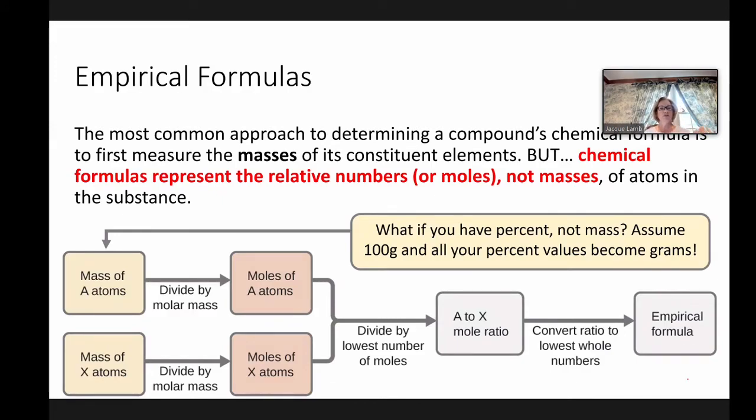So, empirical formulas. The most common approach to determining a compound's molecular formula is to first measure the masses of its constituent elements. If I'm a synthetic chemist and I create a new compound, or I think I've created a new compound, the very first step I'm going to take in trying to figure out what that compound looks like, if you want to know the second, third and fourth steps, you'd have to take organic chemistry, is potentially to try to discover its composition based on mass percent.